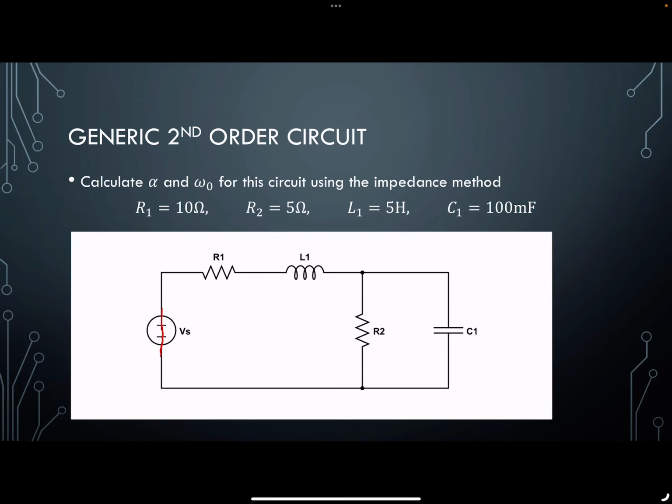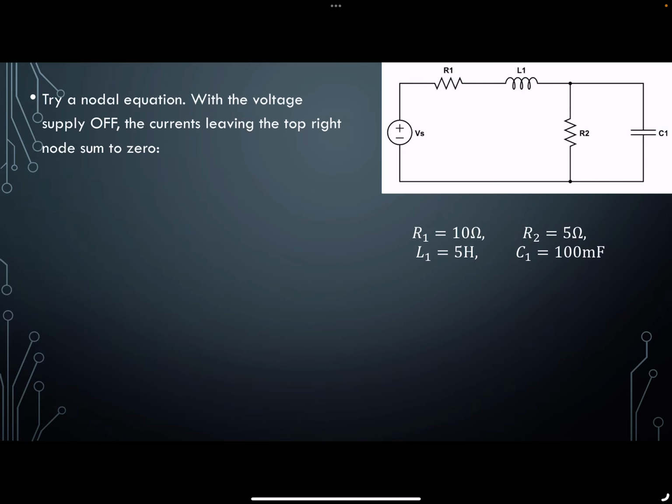And then let's write down the impedance of each device. So for the resistor, it's just Z equals R. For an inductor, Z equals S times L. And for a capacitor, Z equals 1 over S times C. So I should have gone to this slide first.